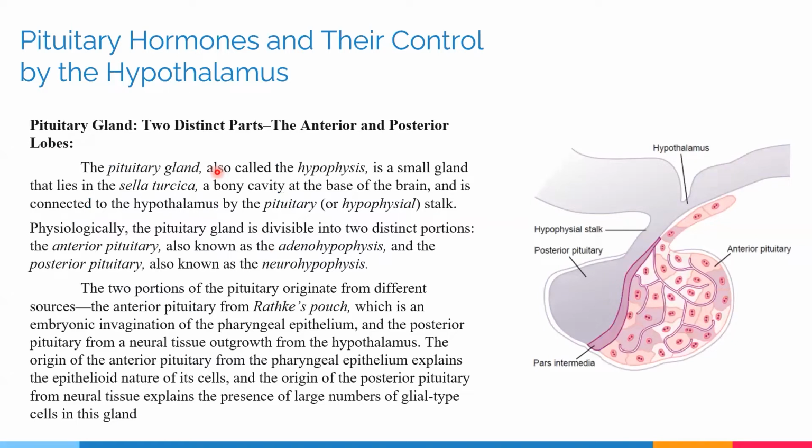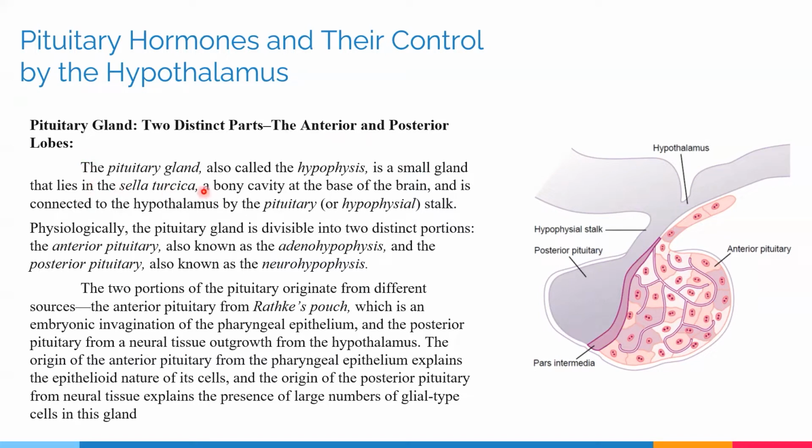The first gland we are going to look into is the pituitary gland and the hormones of the pituitary gland. And thus we look into pituitary hormones and their control by the hypothalamus. On the schematic shown right here, we can see the pituitary gland, which is divided into anterior and the posterior halves, with a small section in between known as pars intermedia. So the pituitary gland has two distinct parts, the anterior and the posterior lobes.